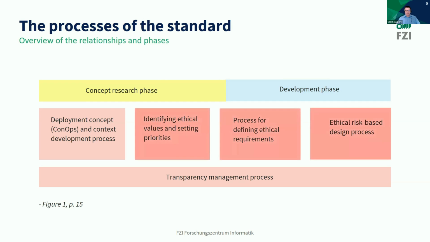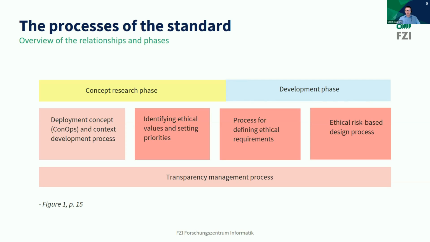After that, now some kind of highlighted, you identify ethical values and you set priorities because not all values would be realizable at the same time. After you have defined the values and get a common understanding about the values in your organization or in your project organization, you have an activity group, a process for defining ethical requirements. So you take the values into account and define concrete ethical requirements. And after that, you have an ethical risk-based design process. So it's some activities described to do that in a well-fitting way.